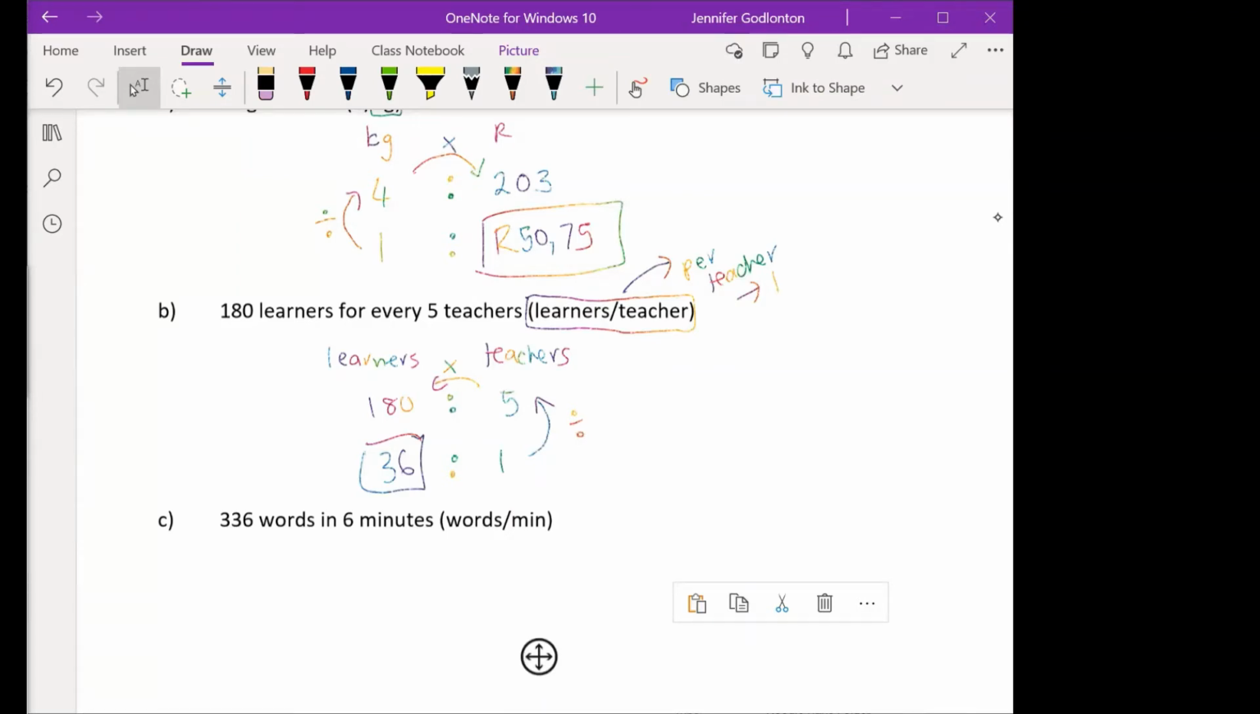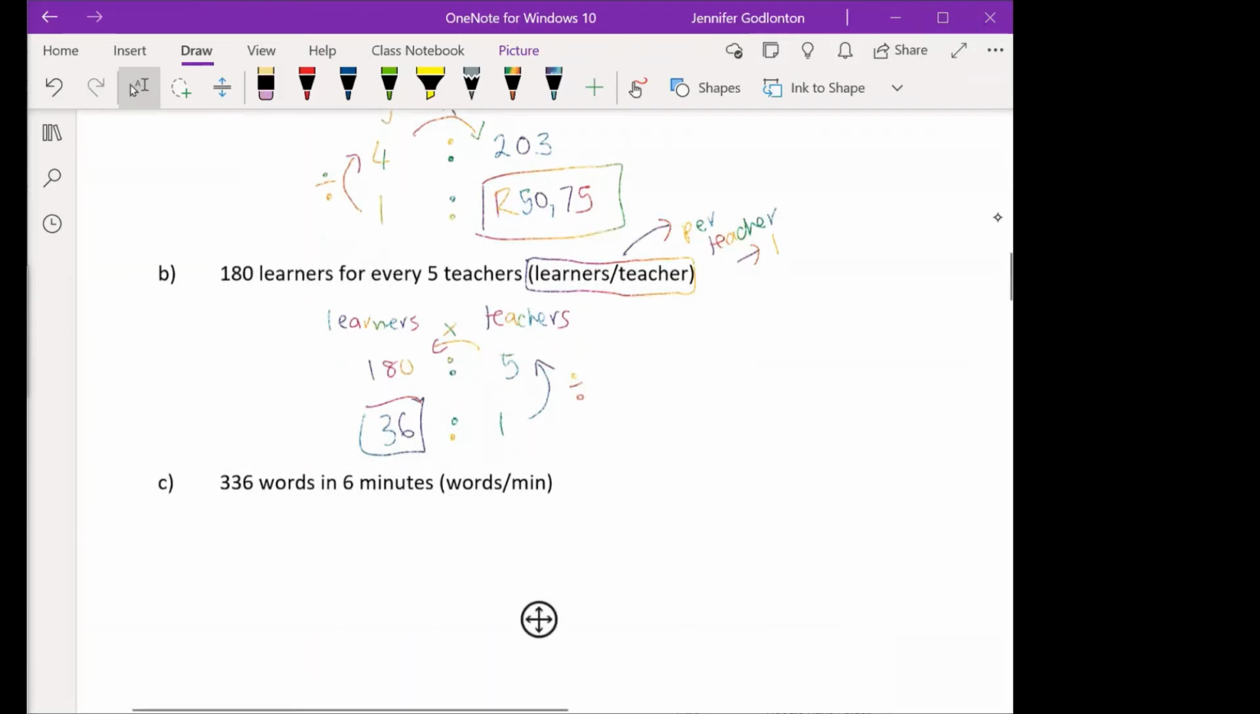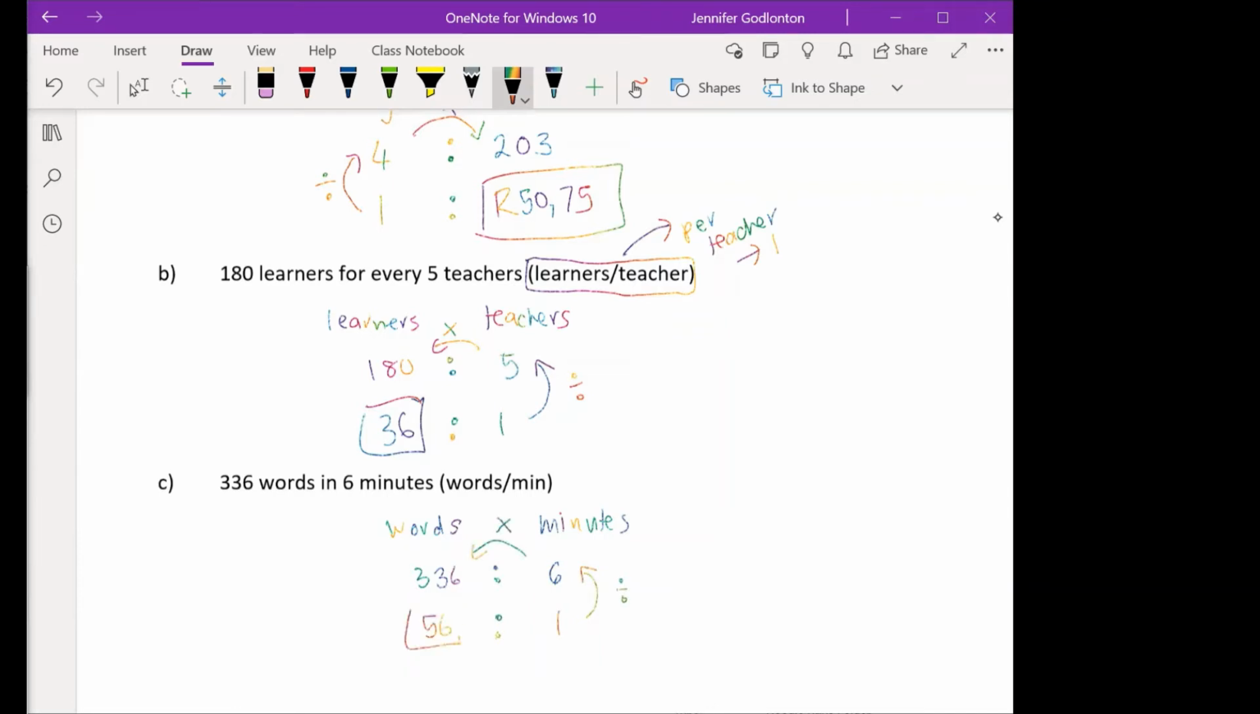Would the answer be 36 words per minute? No, sorry, 56, not 36. Yeah, there it is. Definitely 56. Nice job. Okay, so we've got words and then we have got minutes. We have got 336 words for 6 minutes, and I want to know how much it will be for 1 minute. So we're going to say 1 divided by 6 times 336, and that gives us 56 words per minute.